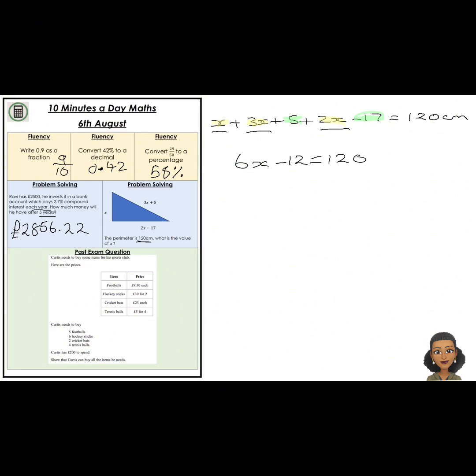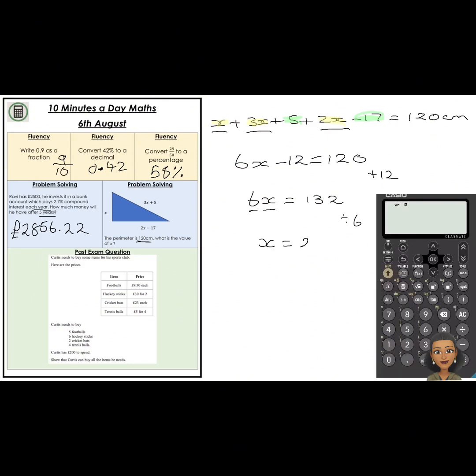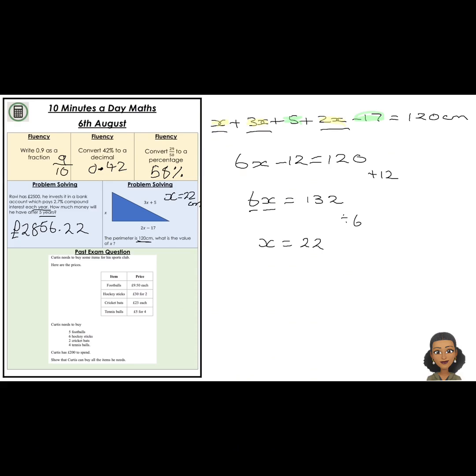We're now going to solve an equation, which means we're going to use the inverse. So the inverse to minus is add, so I'm going to add 12. Okay, so then I'm going to get 6x equals 132. I'm then going to divide by 6 because a number next to a letter means times. The inverse to times is divide. So 132 divided by 6 is 22. So for this question, x equals 22 centimetres.